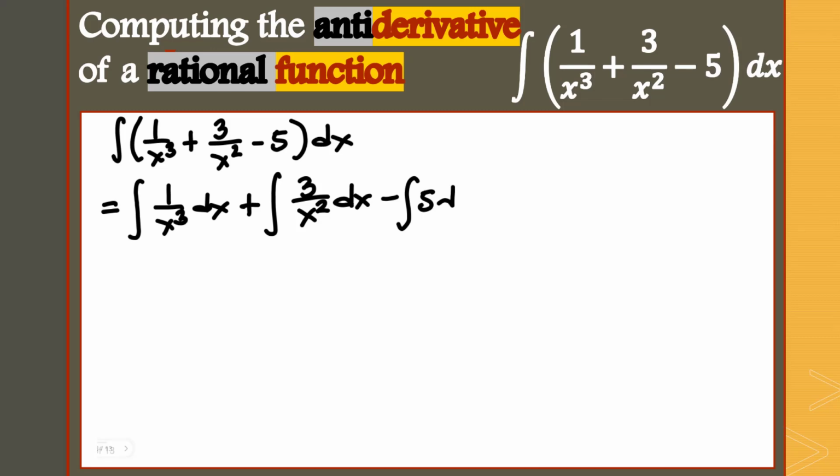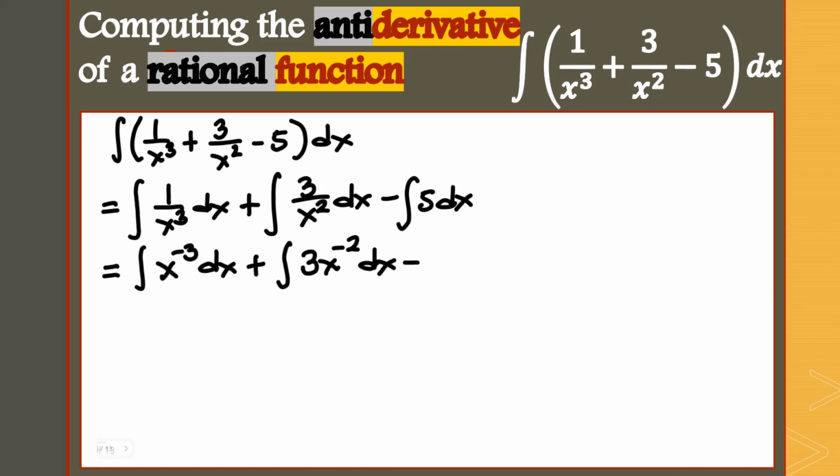For the first two terms, when you're going to apply the law of negative exponent, when we move up the entire term, the positive exponent will become negative. And you would see here, this is equivalent to x to the power of negative 3 dx. You have here plus the integral of 3 x to the power of negative 2 dx, and of course we still have minus 5 dx here.